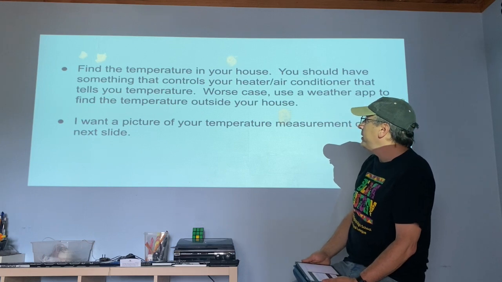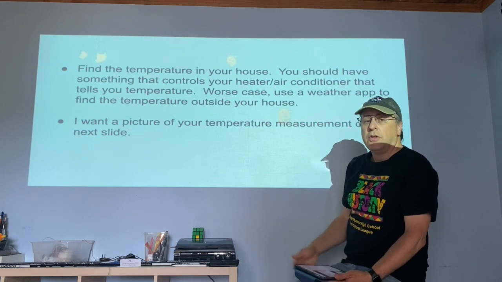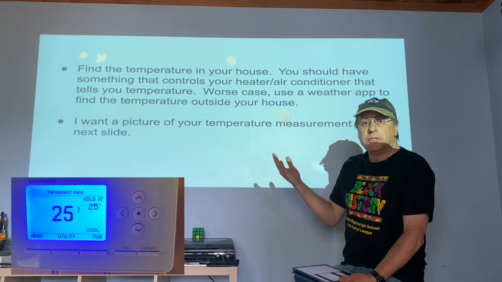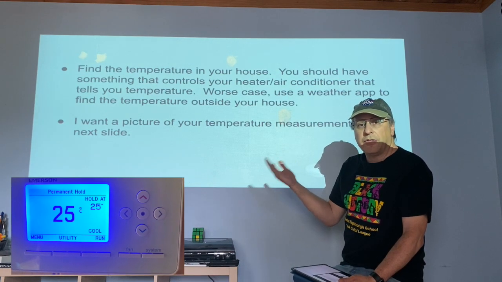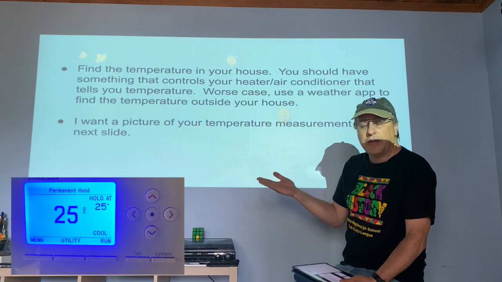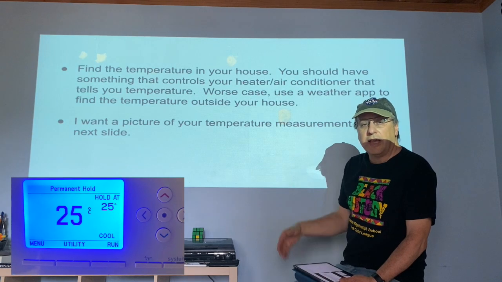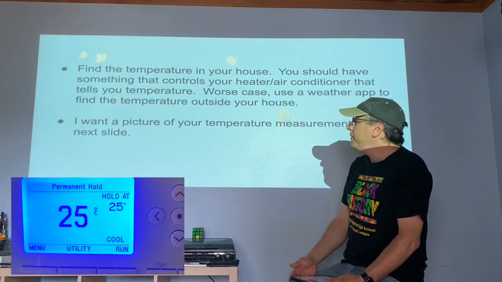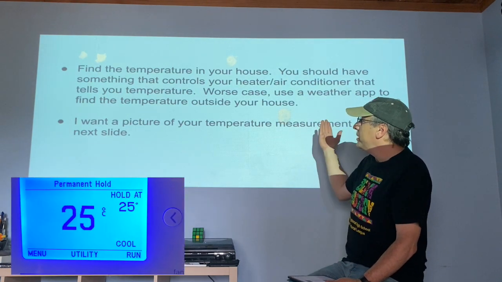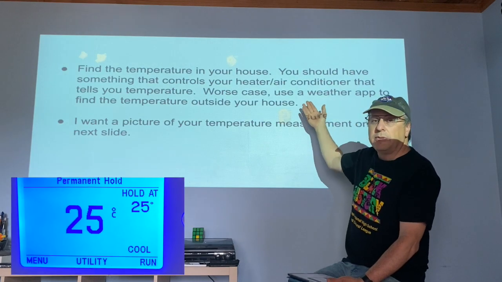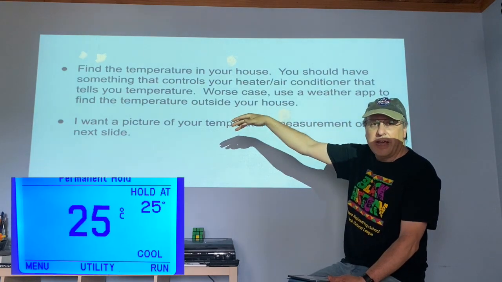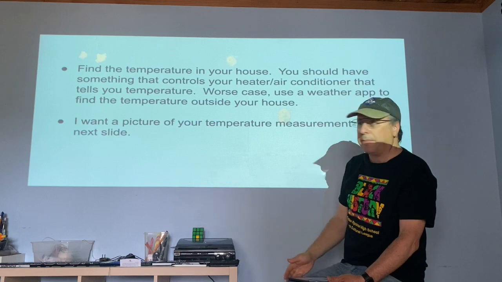Next, you're going to have to find the temperature in your house. How are you going to do that? Well, most houses, you're going to have a thermostat that allows you to control your heat or air conditioner, and it should tell you the current temperature. If you don't have that, you can simply go online and see what the temperature is outside your house and use that as your temperature.